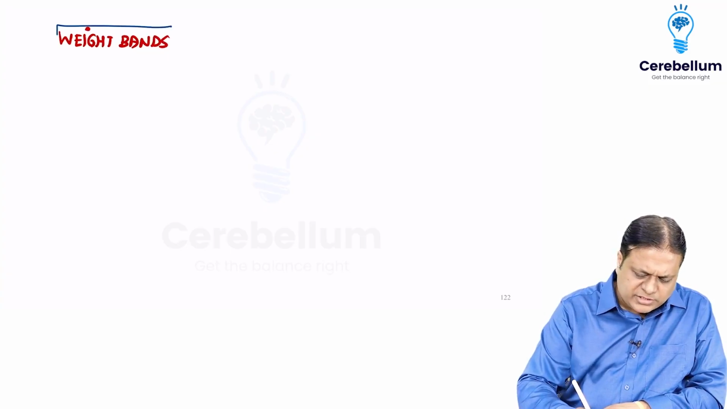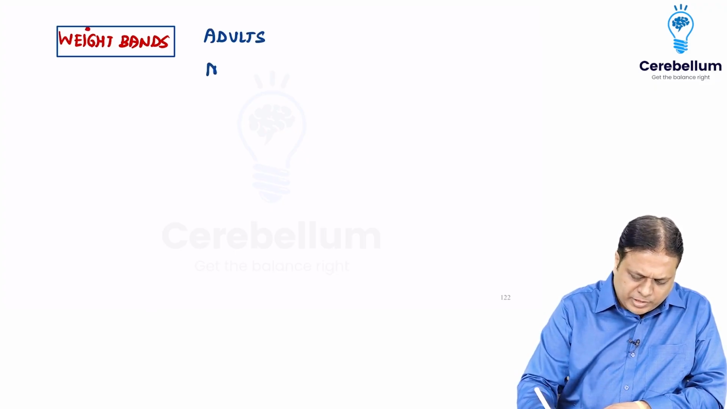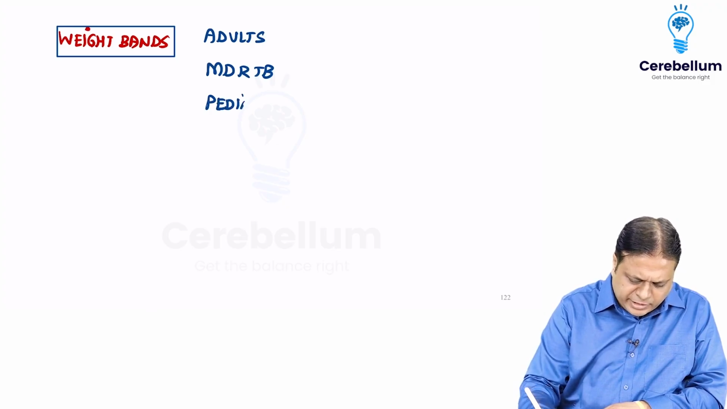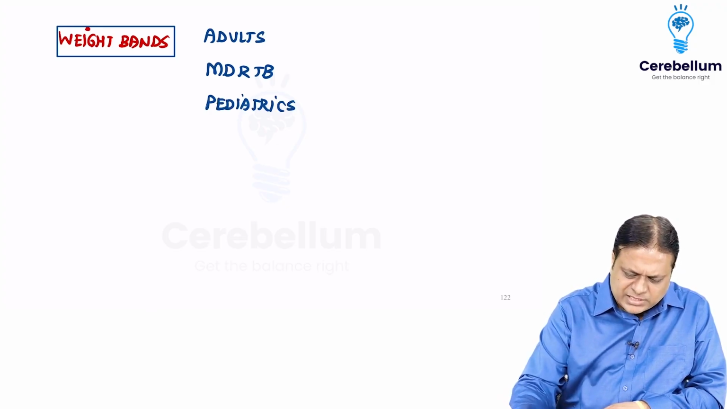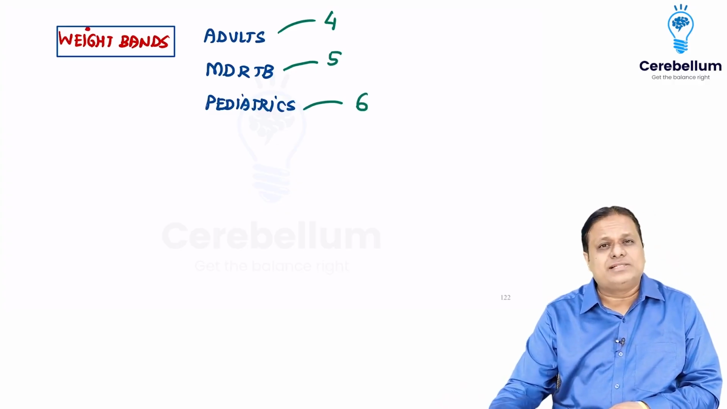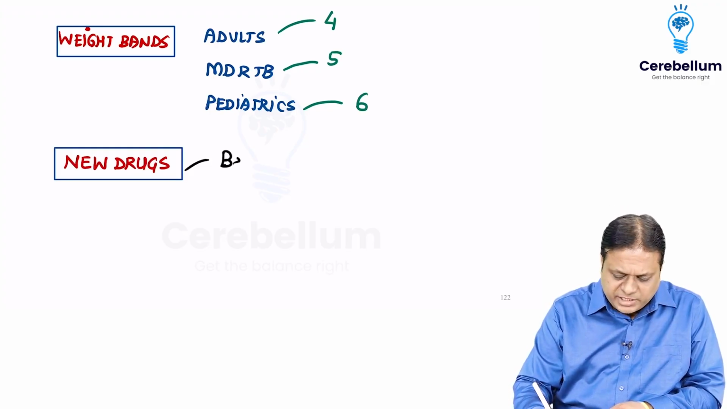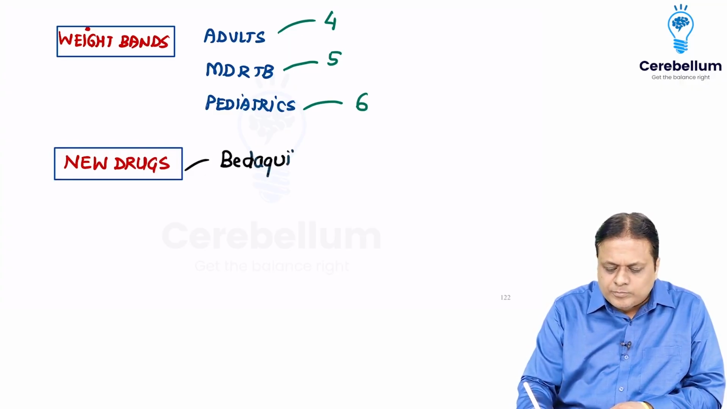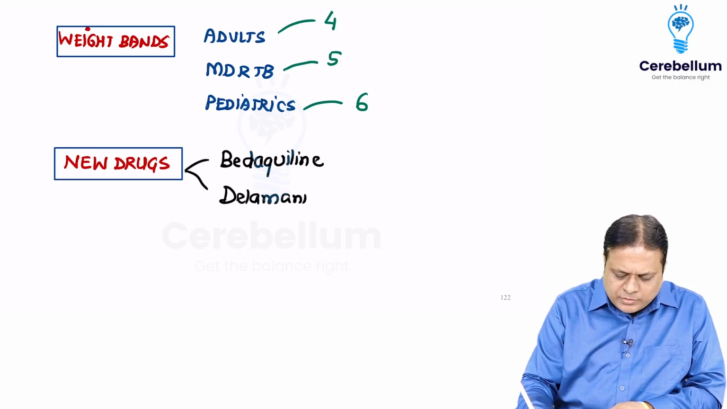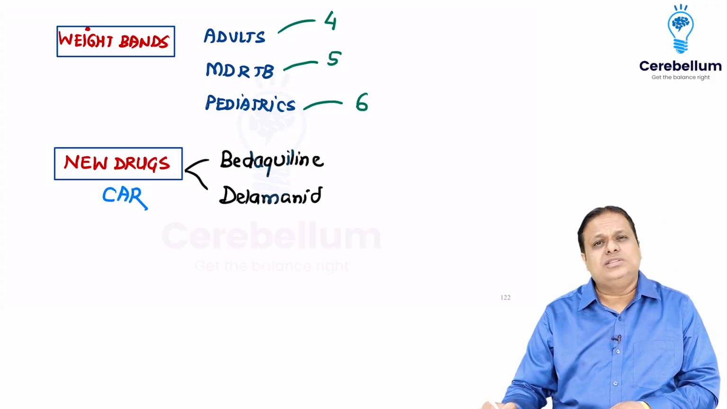When you look at these weight bands for adults, MDR TB and pediatric TB cases, then these are respectively 4, 5 and 6 weight bands. New drugs in the TB program include the only drug yet to develop resistance in TB, bedaquiline, and another new drug, delamanid. For both these drugs, conditional access regimens are used in the program.